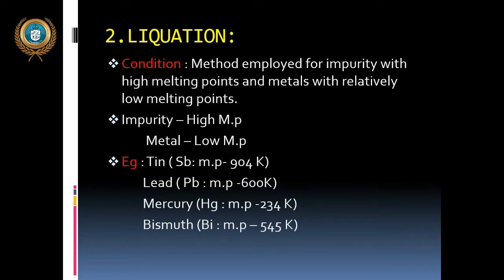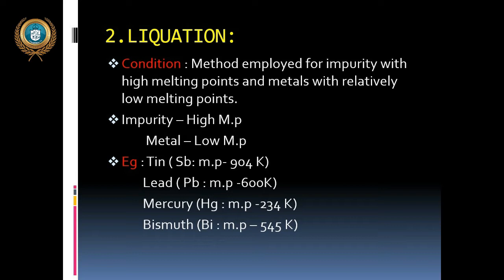The condition for liquidation: this method is employed for impurities with high melting points and metals with relatively low melting points. So here, what kind of metals should we take? The metal having some impurities, where the impurity has a high melting point and the metal has a low melting point. Such metals we can refine by the liquidation process. So what is the condition here, students? The impurity should have a high melting point and the metal should have a low melting point.